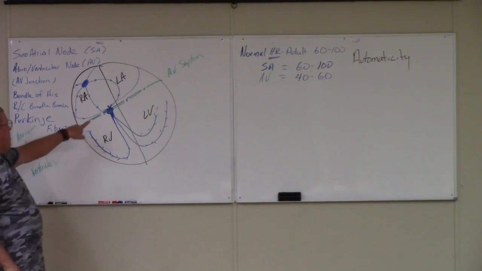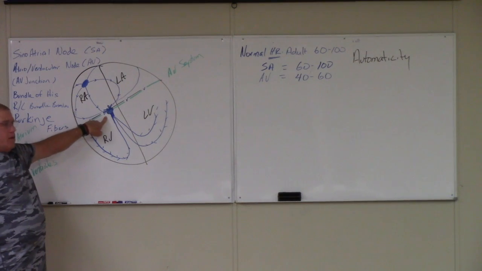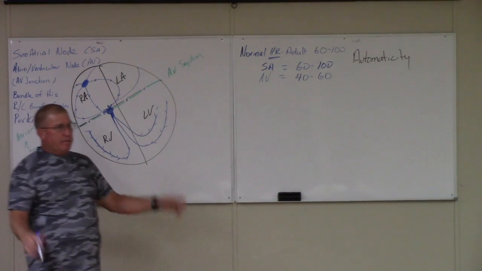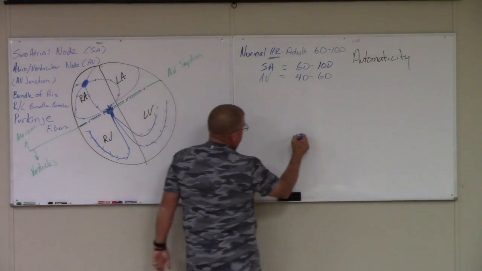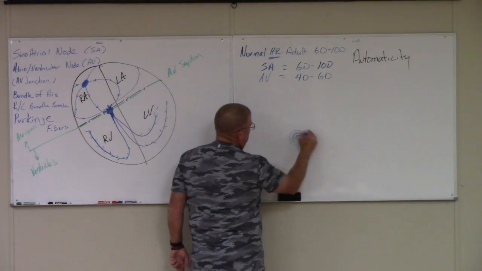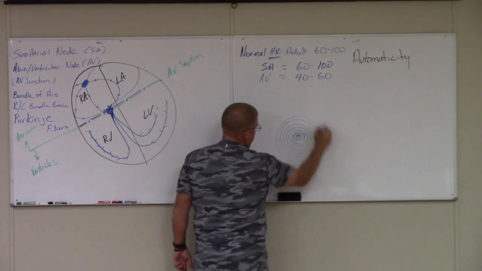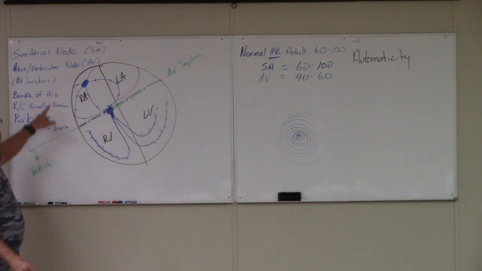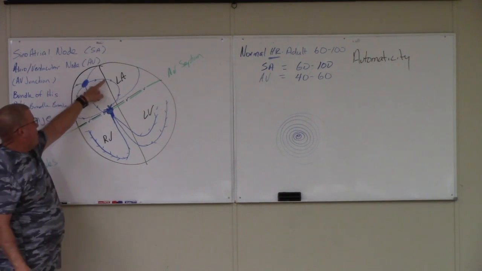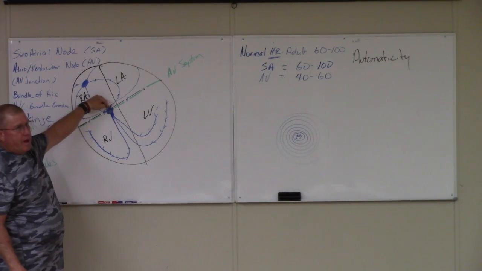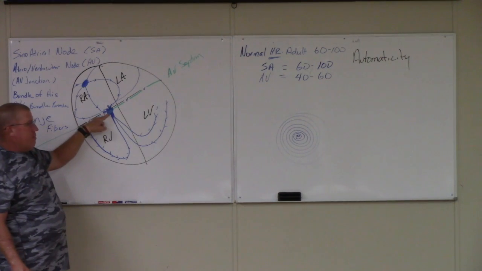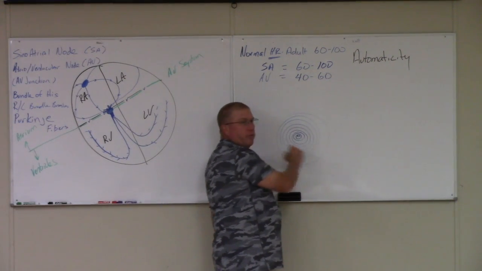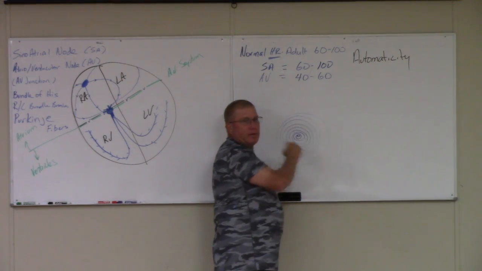In this AV node right here, if you blow it up on a microscope 1,000 times, it looks like a spring. It's just circled just like this. Okay? And when the charge from the SA node makes it back through the intra-atrial and intranodal pathways into the AV node, it comes in the center and it has to go through all of this spring. What's that doing?